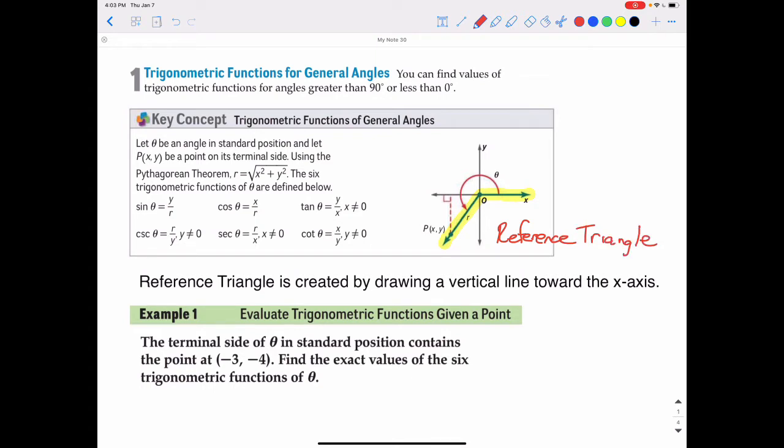We make it by drawing from a point, and actually any point on the terminal side, straight up, in this case, back to the x-axis. And if it was above the x-axis, we would draw it straight down to the x-axis. By drawing that reference triangle, we can use the measurements from that reference triangle to figure out the measures of the six trig functions.